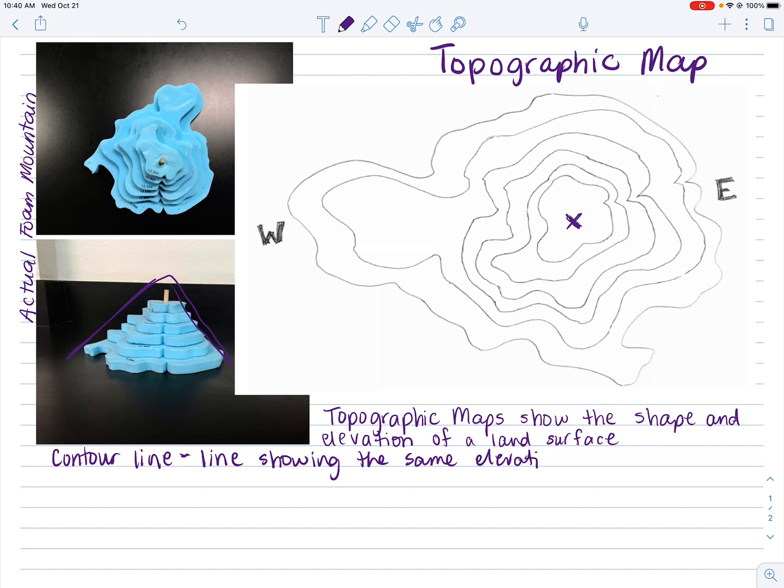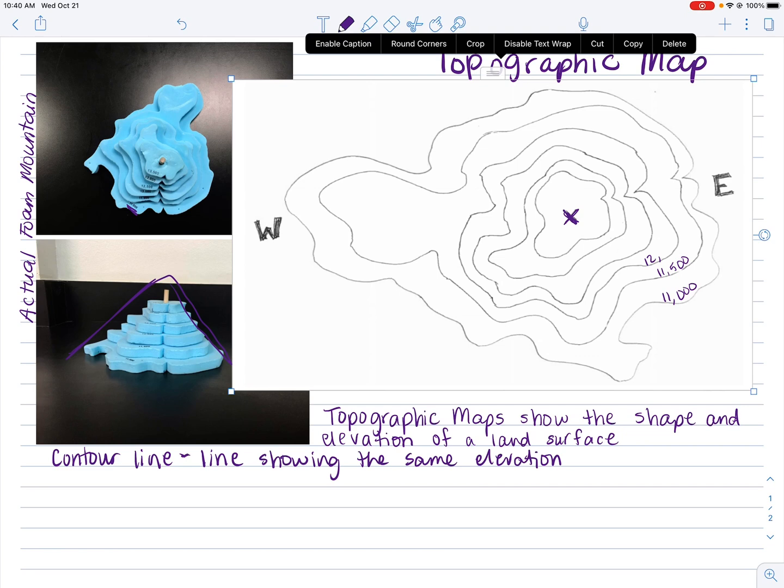Now, I know that the 3D picture is a little small, but that top left picture does show you the elevation at each of those layers. If you look down at the very bottom, the very biggest layer, you'll see a tiny little 11,000 right in there. That means that at that bottom layer, it is 11,000 feet above sea level. So on my map here, I'm going to label 11,000. Now the next layer says 11,500, so I'm going to write 11,500. And so on and so forth until I get to the very top.